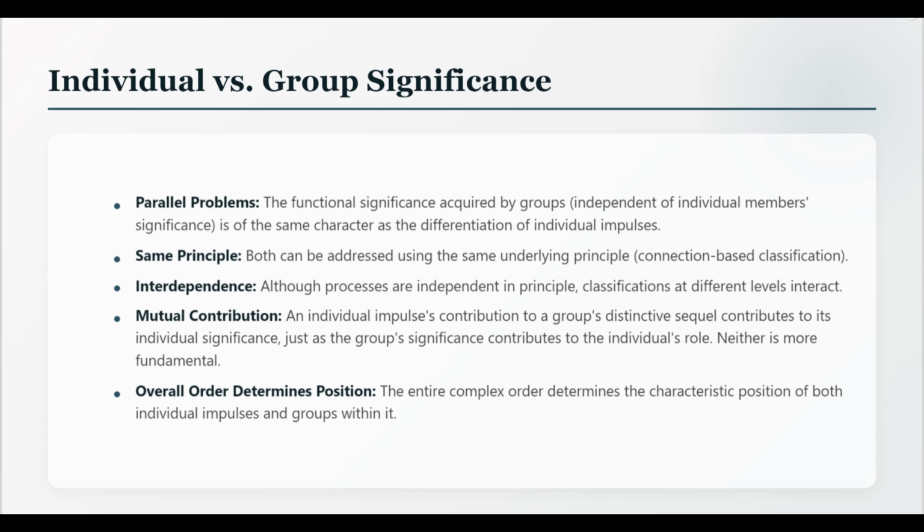What about the difference between the significance of a single impulse versus the significance of a group it belongs to? The author argues this is conceptually similar. Both arise from the same underlying principle of connection-based classification. While we might focus on group significance sometimes, the individual's contribution to the group's meaning is equally valid. They feed into each other. An impulse's individual meaning contributes to the group's significance, and the group's significance reinforces the impulse's role within that context. Neither is fundamentally primary. They co-define each other within the larger system.